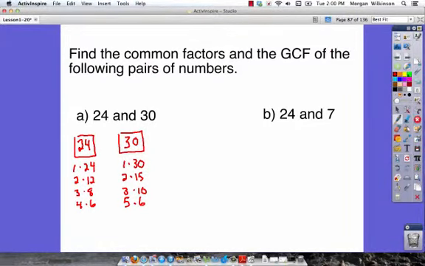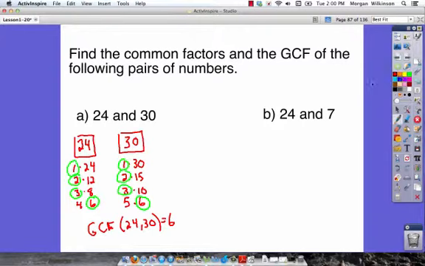Now we need to look for the common factors. The common factors between 24 and 30, well, they both have a 1. They both have a 2. They both have a 3. And if we look, they both also have a 6. So those are our only common factors, 1, 2, 3, and 6, between 24 and 30. Now if we want to find the greatest common factor, the GCF of 24 and 30, that would have to be equal to 6, because 6 is the biggest number that they both have in common.